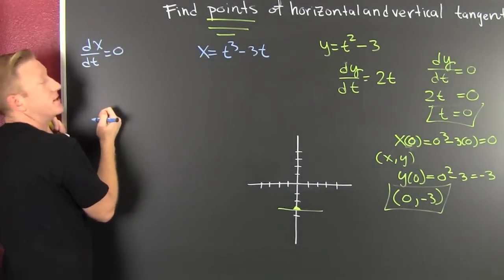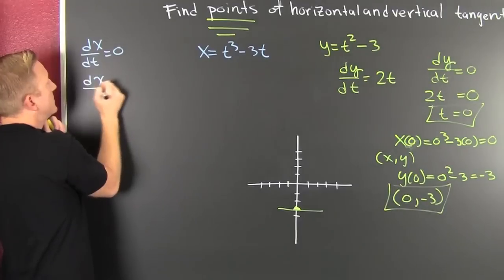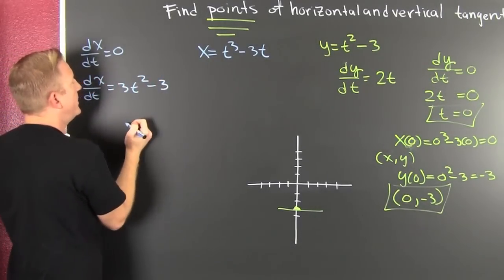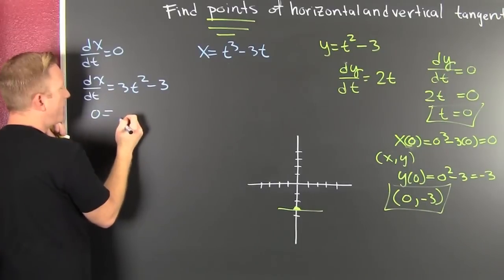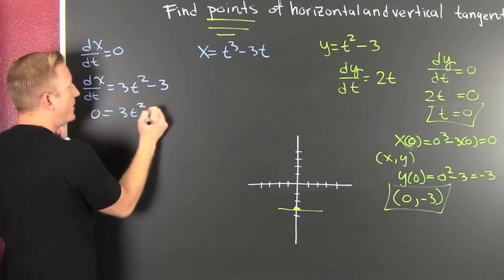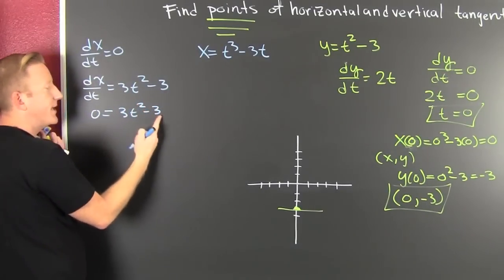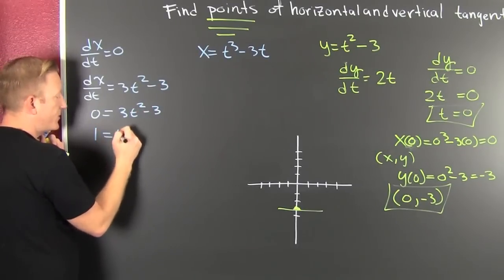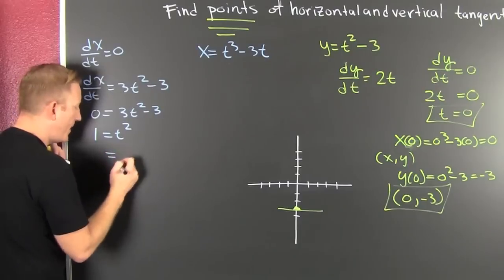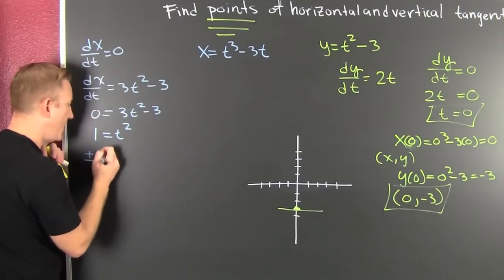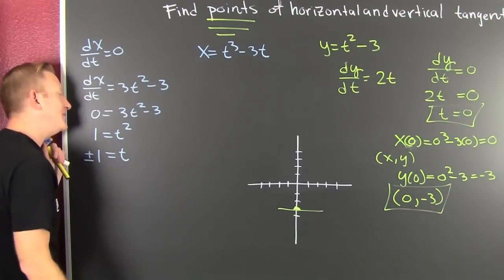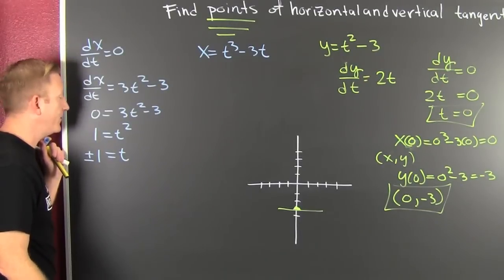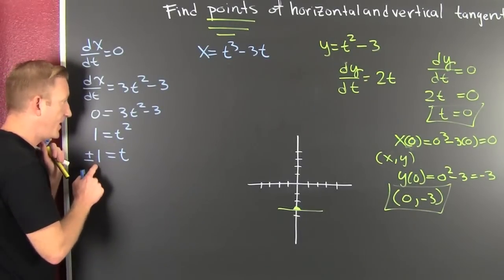So then what do I need? I need dx/dt. That's 3t squared minus 3. All right. I set that equal to zero. Like ninja, boom. That's 3 divided by 3. Boom. 1 is equal to t squared. So I'm not going to forget the plus and minus 1. Why did you get plus and minus? Because whenever you take the square root, you're not going to forget the plus and minus.